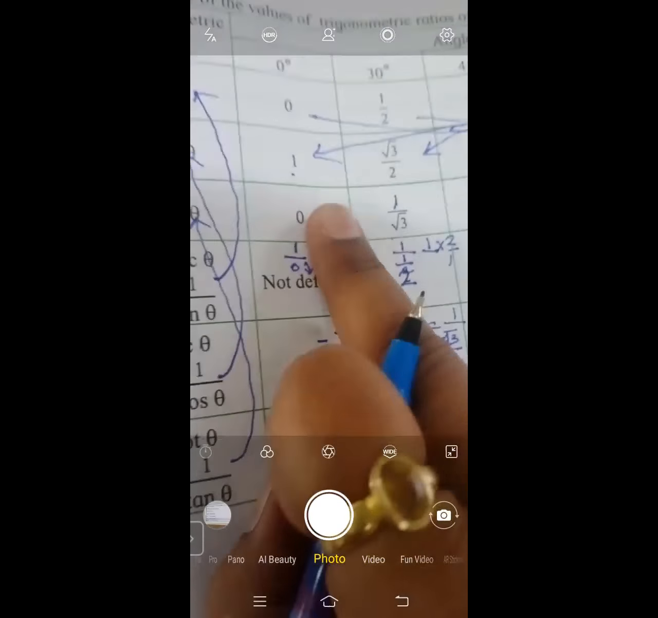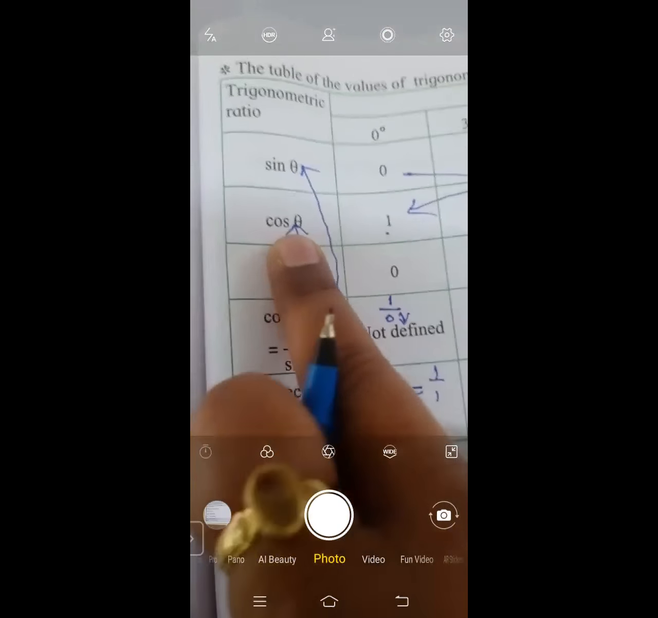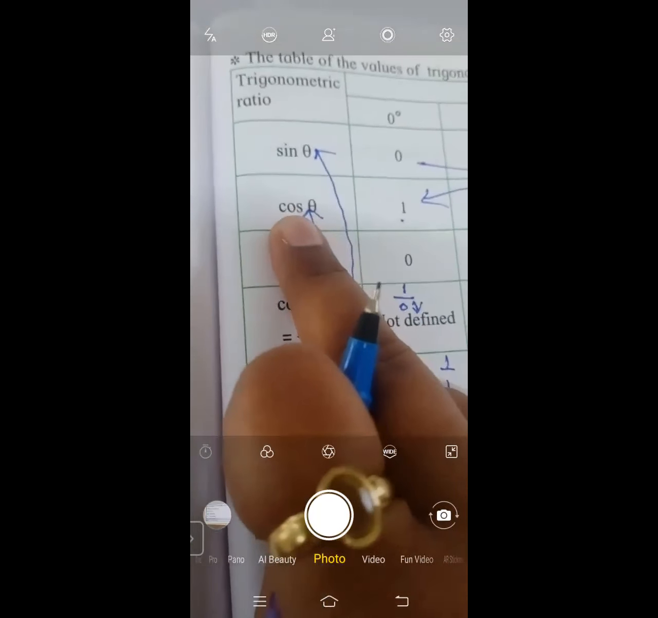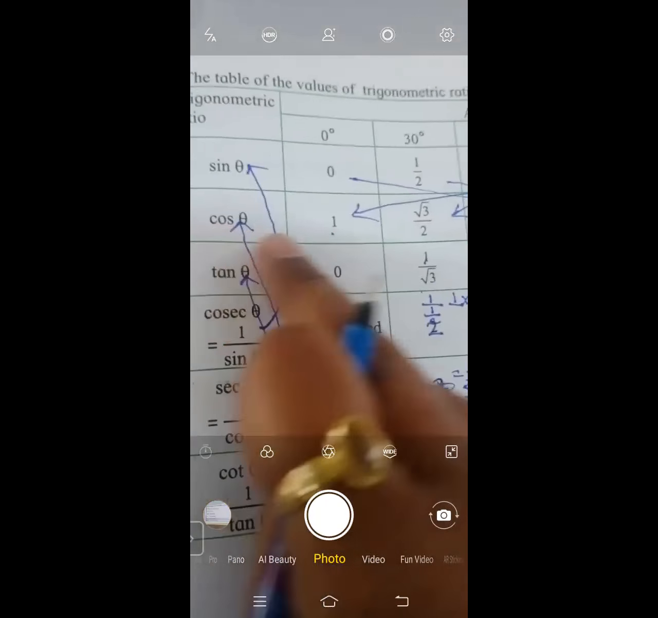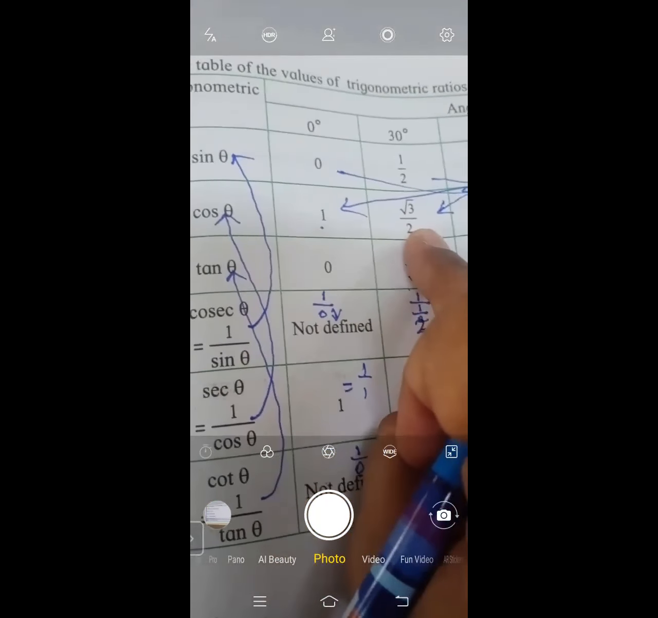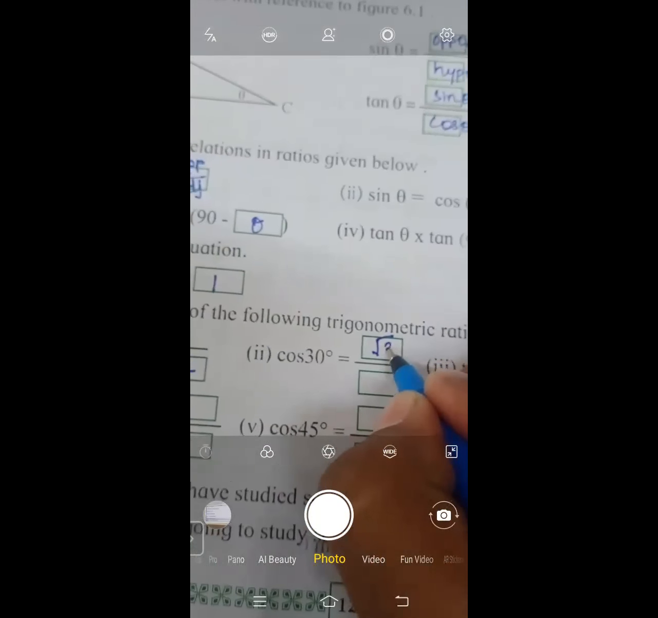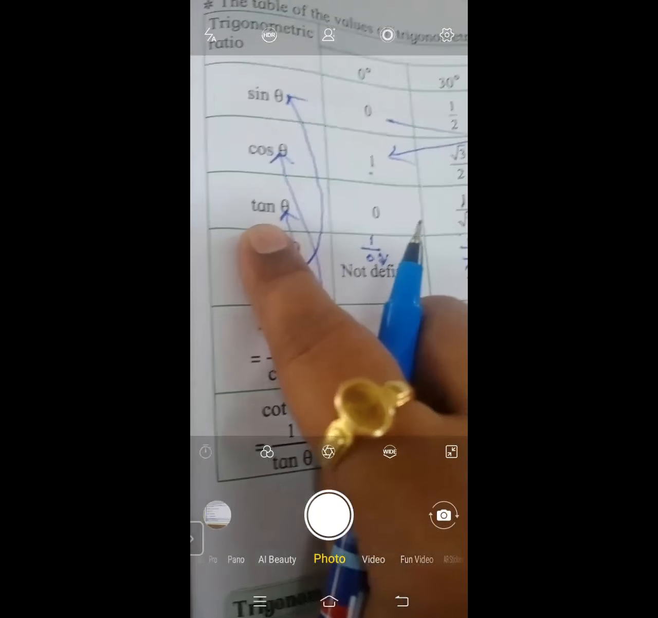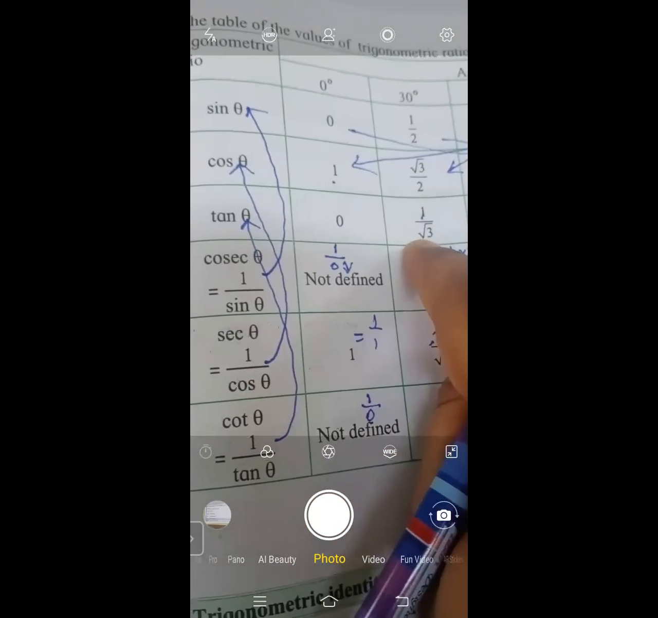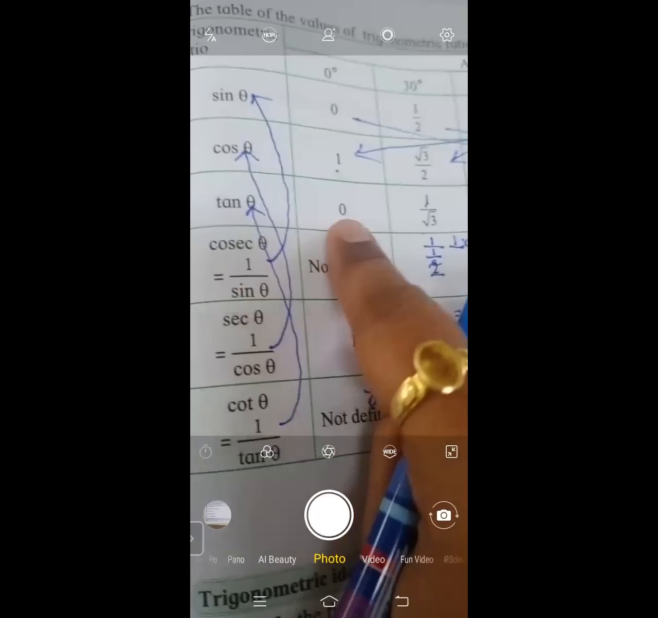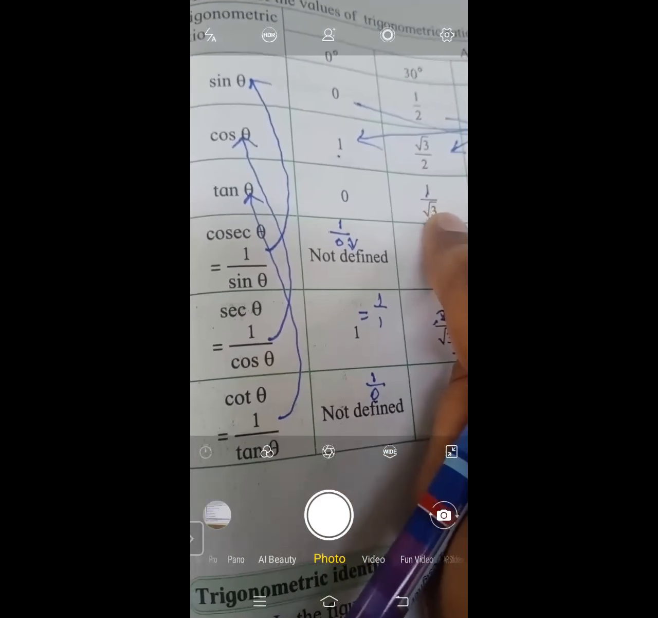Okay, so what is cos 30 degree? Go for the row which has cos as its heading, and for the column which has 30 degree. Okay, so it is root 3 upon 2. Substitute the value. This is root 3 upon 2. Then what is tan 30? Go for the row which is headed by tan, and stop wherever you see the column 30 degree. So tan 30 degree is 1 upon root 3.